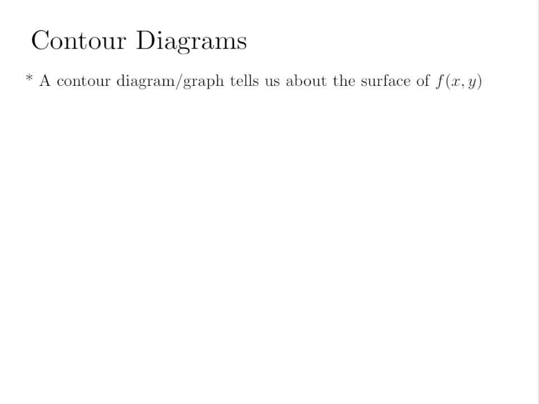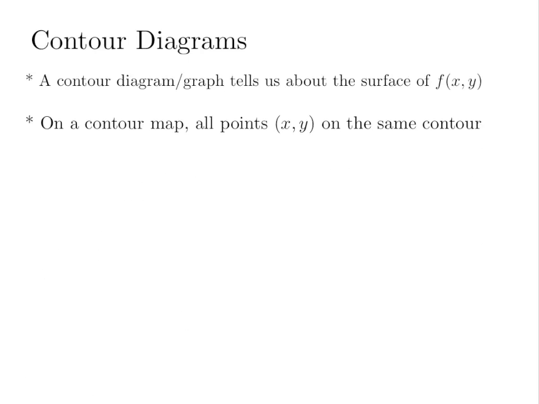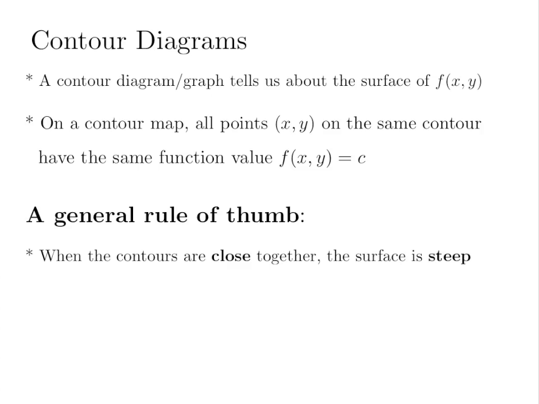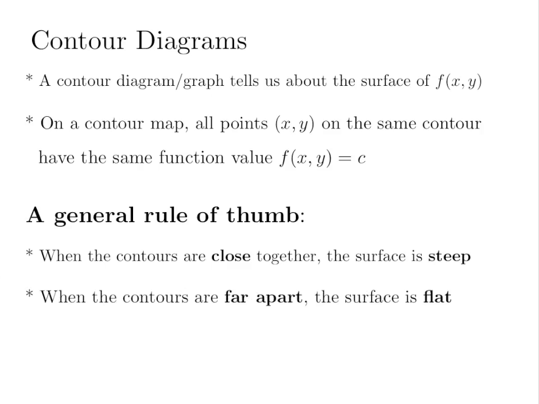A contour diagram tells us about the surface of the function f of x y. On the contour map, all points x y on the same contour have the same function value f of x y equal to a constant c. When you read a contour diagram, the general rule of thumb is that when the contours are close together, the surface is steep. And when the contours are far apart, the surface is flat.